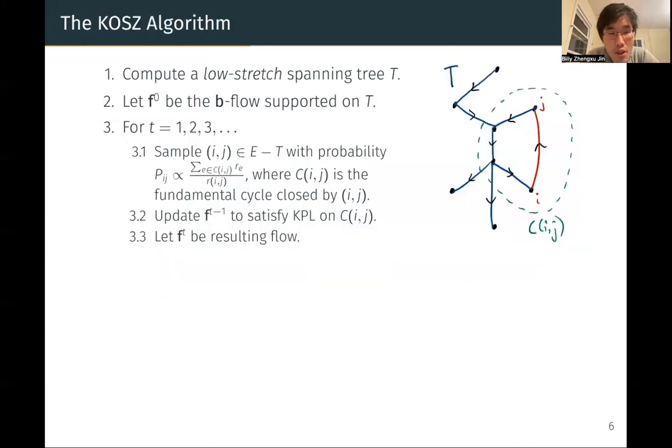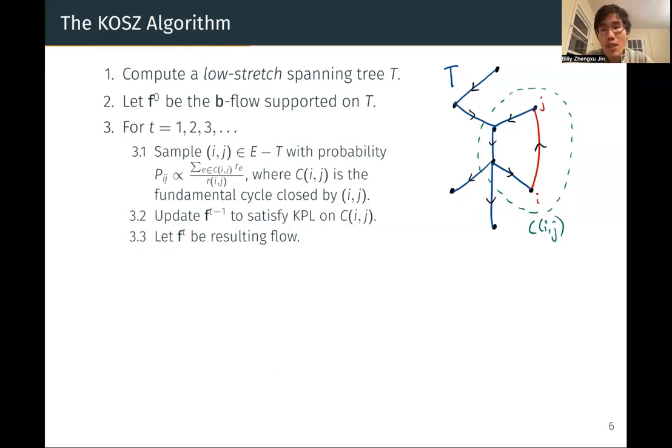So here's how the Coase algorithm works. It's going to begin by computing a low stretch spanning tree T. The definition of a low stretch spanning tree is not going to be important for really understanding the algorithm, so we're going to omit it in this talk. But it's some kind of special spanning tree in the graph. And it's going to initialize a flow to be the unique B flow supported on T. Since T is a spanning tree, there's going to be a unique B flow that's supported on it.